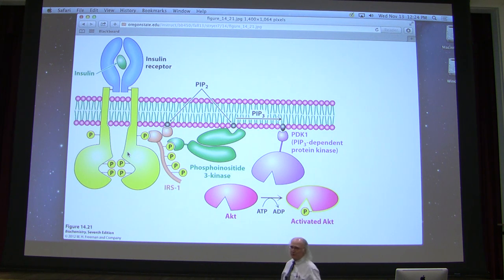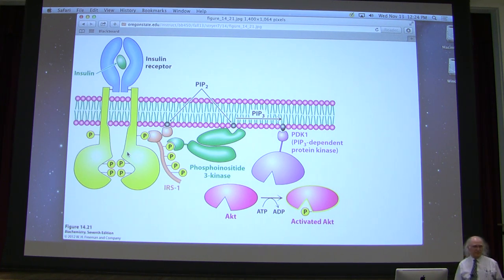Okay, I promised I would go back through it. Let's go through it. I'm going to go through it fairly quickly. All right, insulin binds. Beta subunits become active, and phosphorylate tyrosines. The phosphotyrosines are targets for proteins with SH2 domains. The first one to bind is IRS1, which gets phosphates on its tyrosines, which is then bound by phosphoinositide 3 kinase.